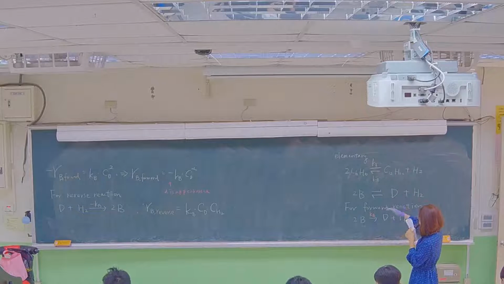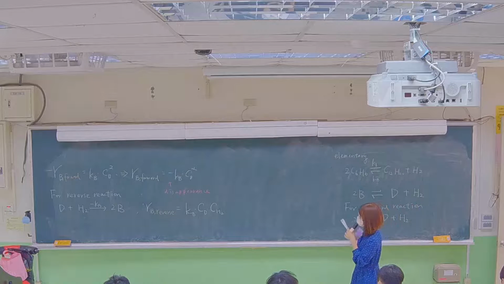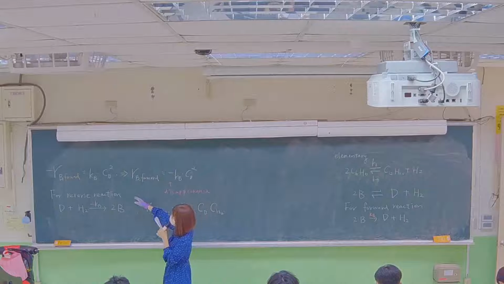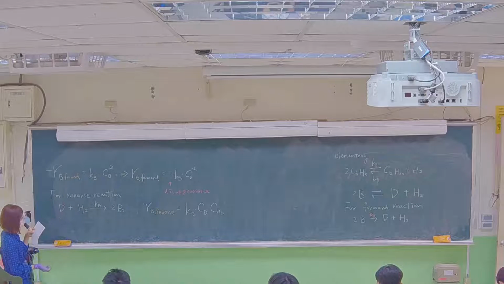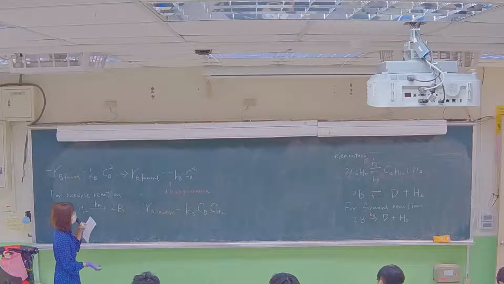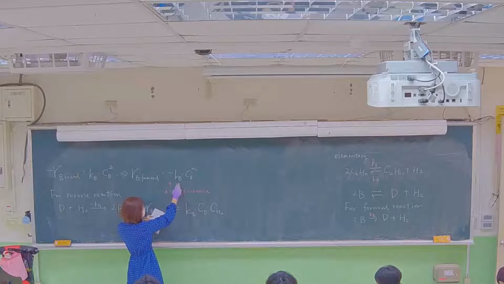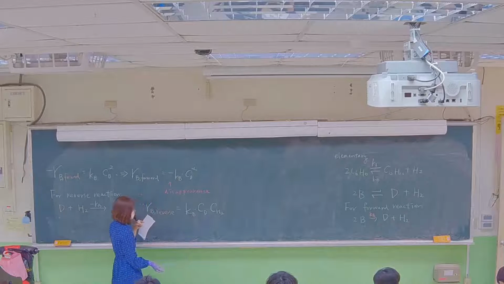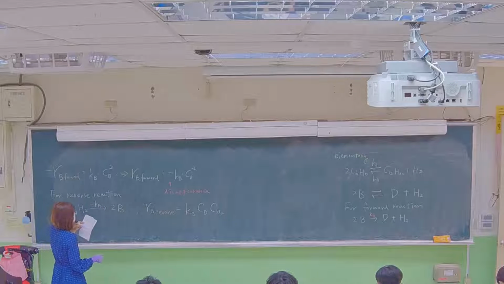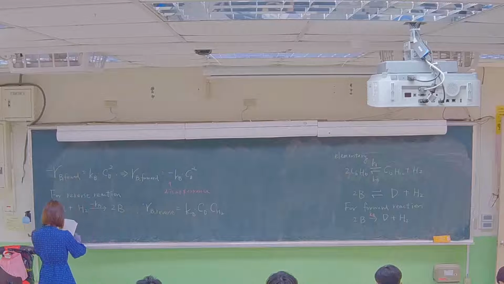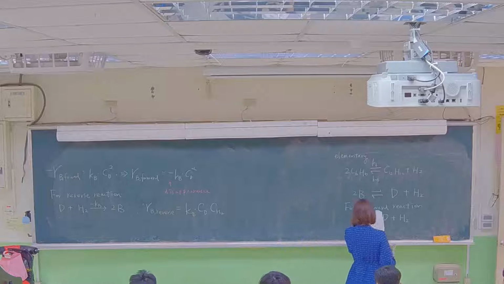So for the forward reaction, the reactant is B. For the reverse reaction, the reactants are D and H2. Okay, so in the rate law, we use CB for the forward reaction, CD and CH2 for the reverse reaction. Okay? Following, go to the next slide.